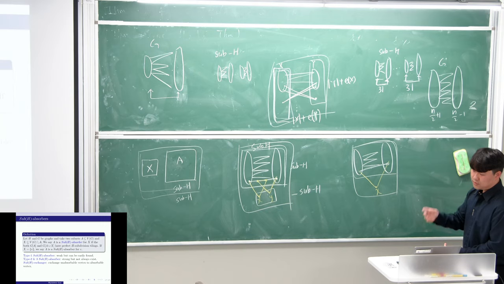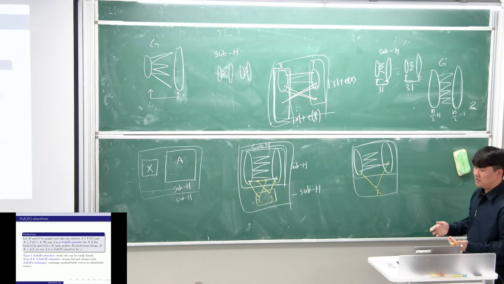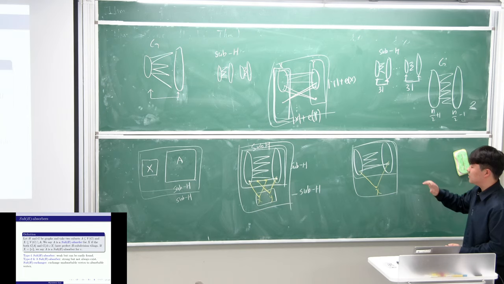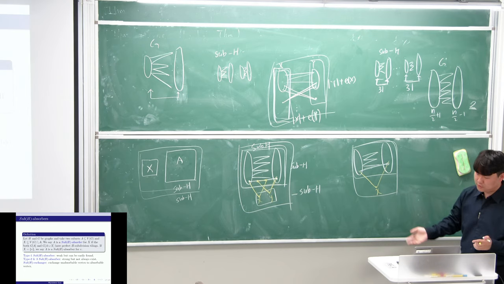And also type 3 sub-H absorber is very similar to type 2. The difference is type 3 uses a pentagon, not a triangle, and it has a bit complex structure, so I will skip it. And as I said, type 2 and type 3 sub-H absorbers are very strong, but they do not always exist. So I will introduce the sub-H exchanger, which can exchange the unobservable vertex to an observable vertex.